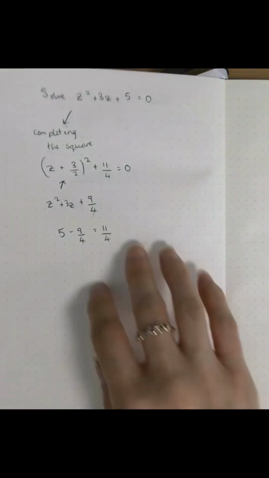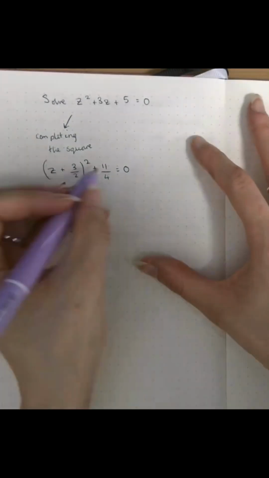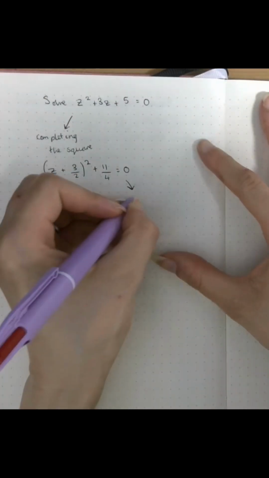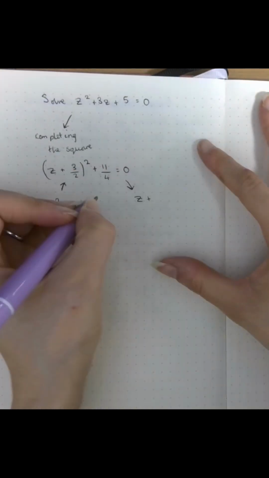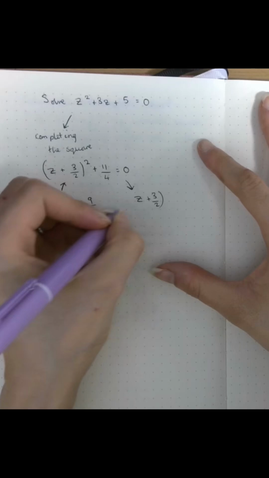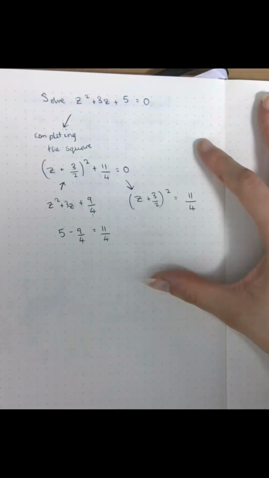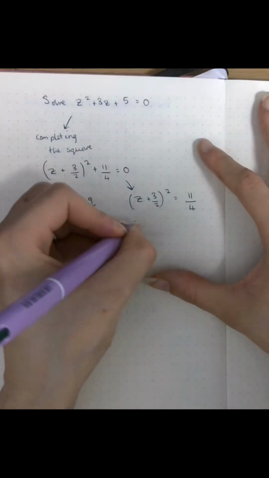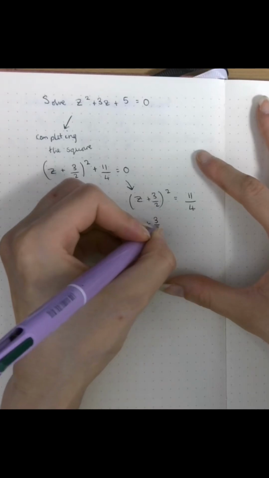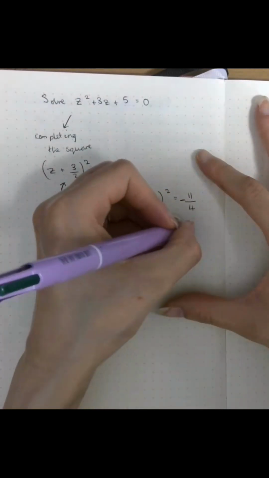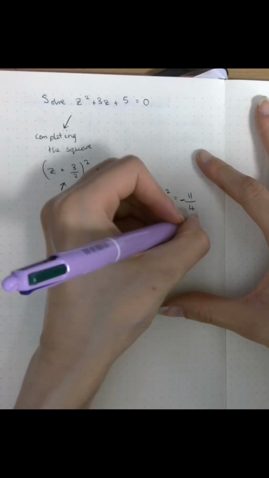So now let's have a look at solving that for z. First of all, I'm going to subtract that 11 over 4. So this will now become z plus 3 over 2 squared is equal to negative 11 over 4. Then let's square root this. That'll give us z plus 3 over 2, and this will give us plus or minus the square root of negative 11 over 4, because that's the whole point of this.